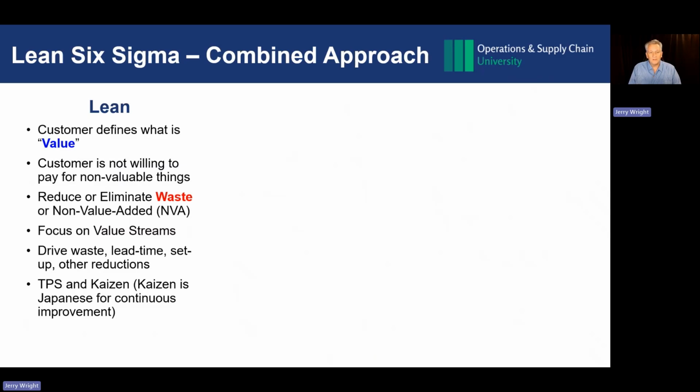We're going to focus on what's called a value stream. A value stream is essentially all the different things that a business must do to deliver products or services to its customer. And Lean is focused on value created across all the different functions or departments of an organization. In Lean, we're going to drive waste reduction, lead time reduction, setup reduction, anything we can do to make it more efficient and fast. Now, TPS, remember, Toyota Production System, and Kaizen are going to be used extensively. Kaizen is just a Japanese word for continuous improvement.